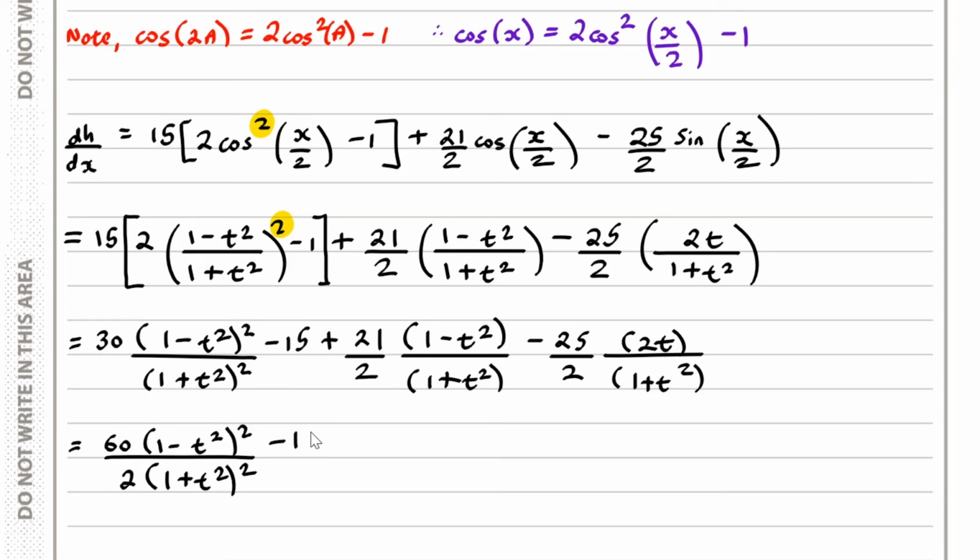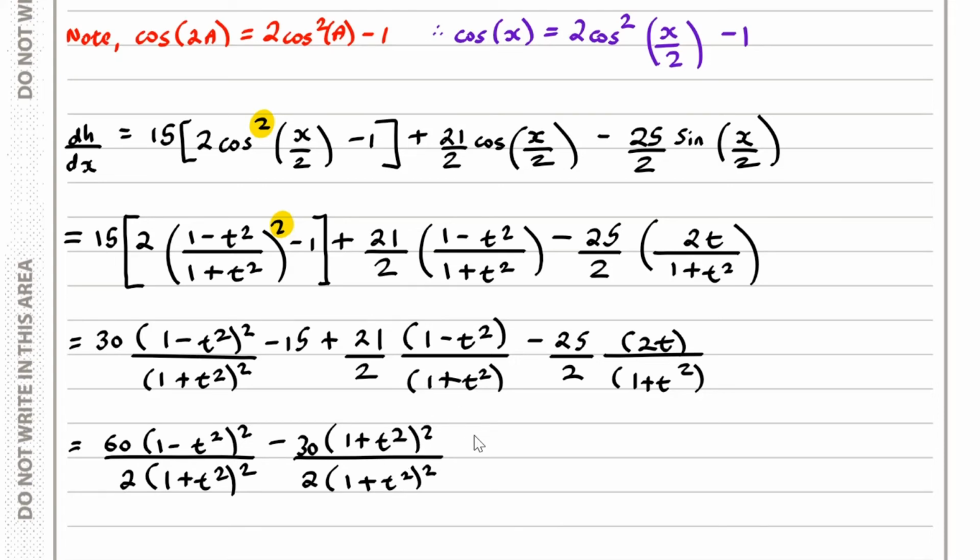Now this minus 15, that's the same as minus 15 lots of, well, because we want to write it over a common denominator of 2, here we have 30 over 2 lots of 1 plus t squared squared, and on the bottom here we have the 2 lots of 1 plus t squared squared. Okay, so that's this 15 done. Remember, 15 is the same as 30 over 2, and here the 1 plus t squared squared over 1 plus t squared squared cancels out.